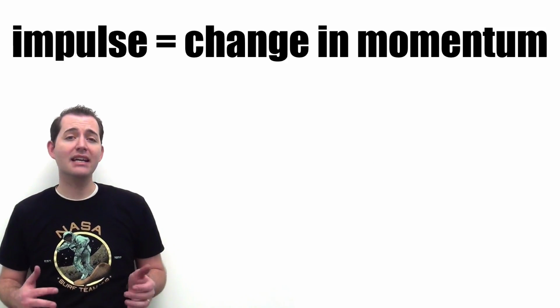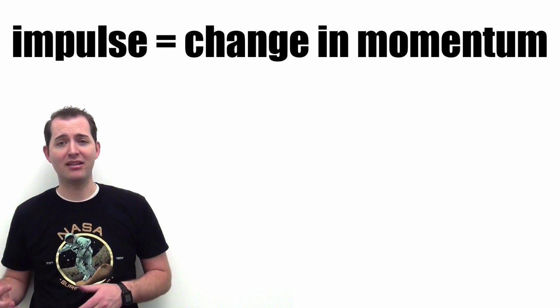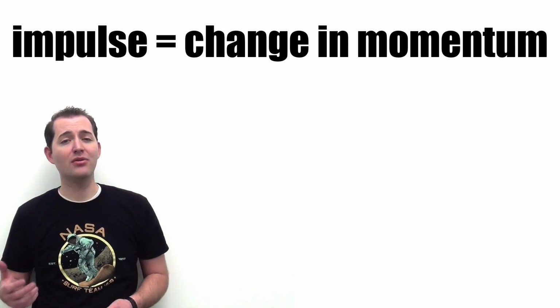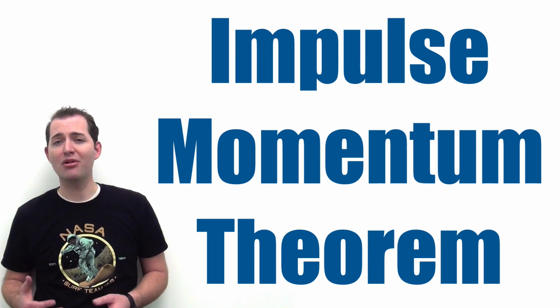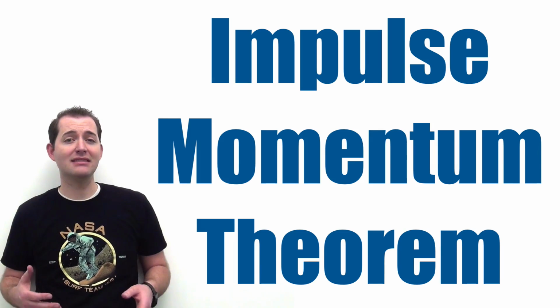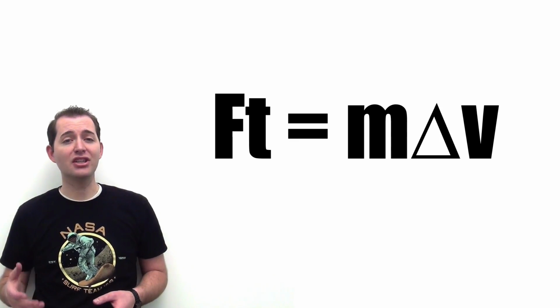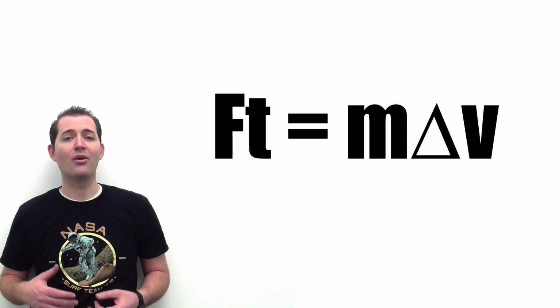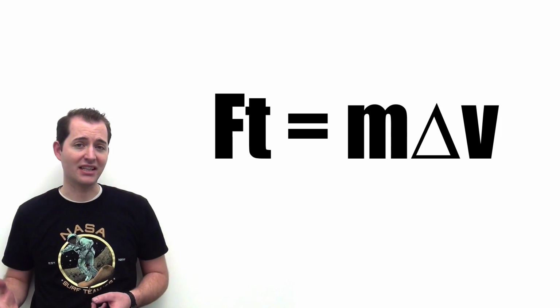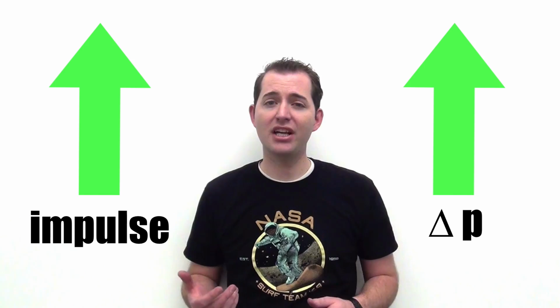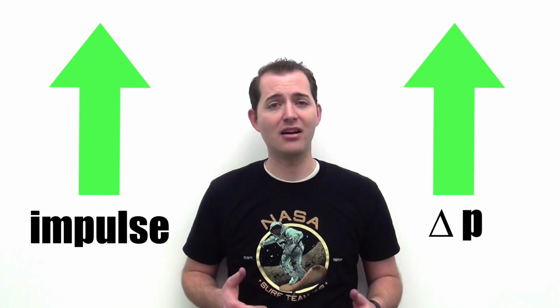Now, as we said, impulse is a change in momentum. So we can actually combine the equation for momentum with the equation for impulse. This gives us what's called the Impulse Momentum Theorem. This is stated in variable form as F times t, or impulse, is equal to the change in the momentum, or delta mv. So the more impulse we have, the greater the change in the momentum we'll have on that object.